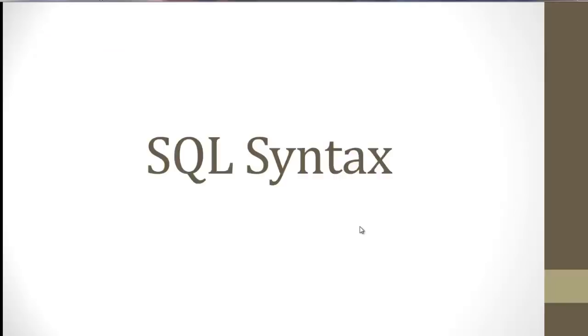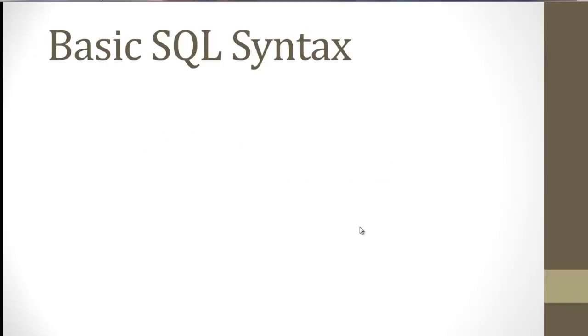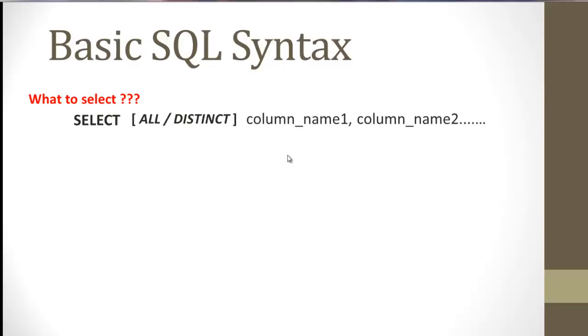Let's look at the SQL syntax. We have a few parts to it. First thing is what to select. For that we have the select clause and then the column names that are separated by commas. We'll look at the all and distinct a little bit later. Next is where do we select the data from. For that we have the from clause followed by the table name from which we want to select the data.